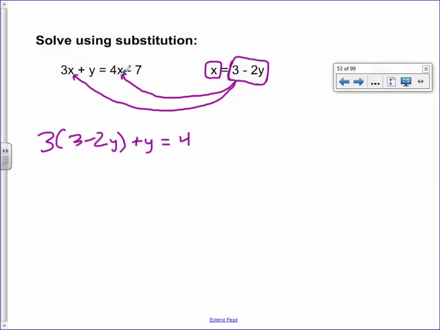Oh look, there's an x there. But x is equal to something. It's that smaller doll that's going to go inside. So what's inside? Well, 3 minus 2y. Don't write x, write 3 minus 2y.